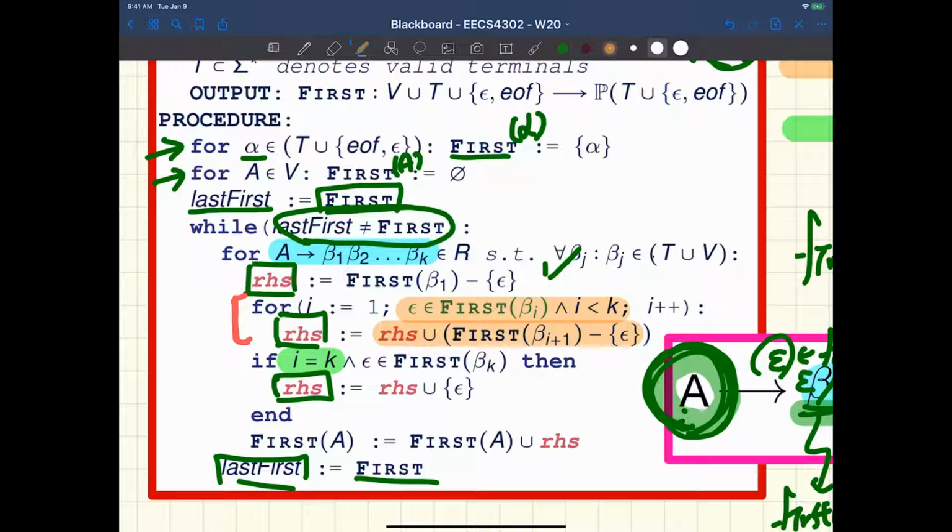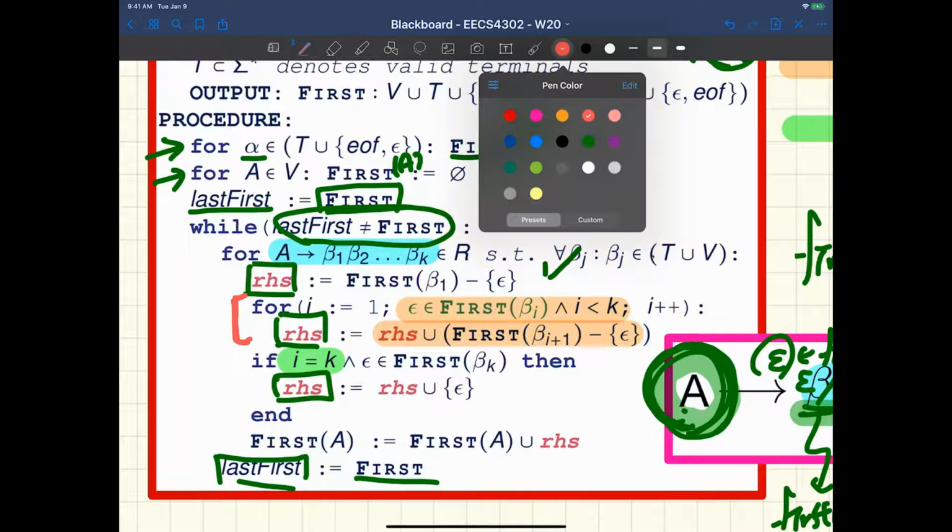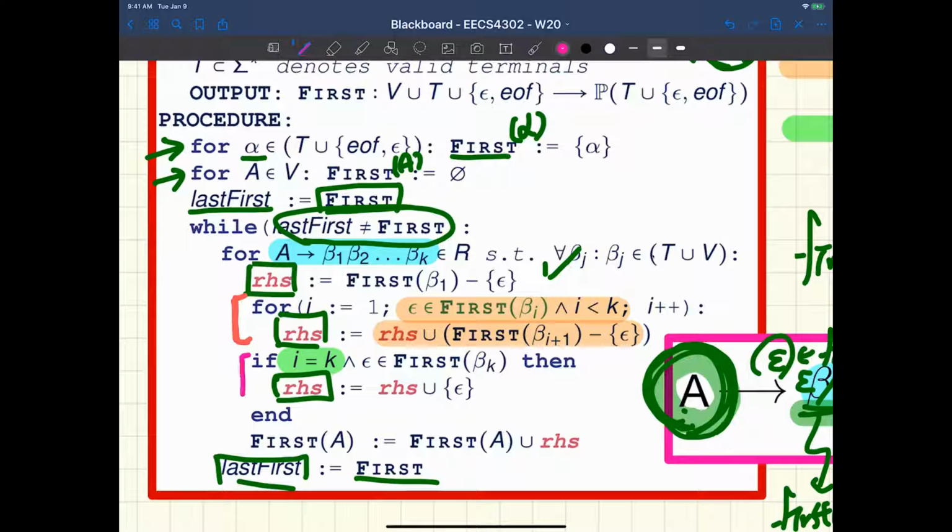And then I want you to tell me something here. You can see there is an if statement over here. We're saying that we're only going to go into this if i is equal to k and also epsilon is in the first of beta k, right? So what does it really mean when I actually go into this particular if statement?